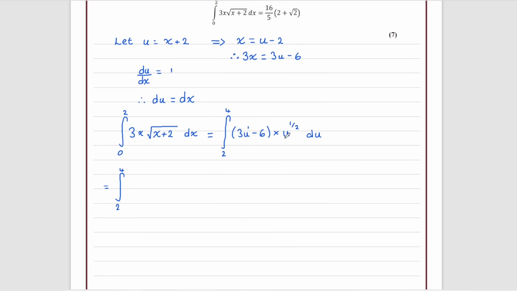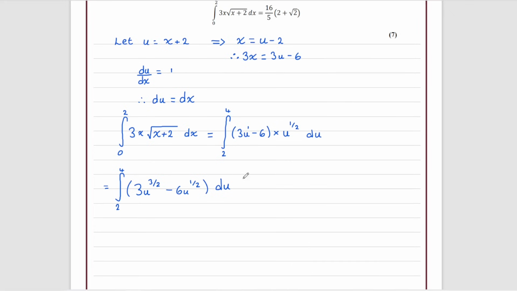If we multiply these together, that's 1 plus a half. That's going to be 3u to the power of 3 over 2. So we get 3u to the power of 3 over 2. We then have minus 6 times u to the power of a half. So that's minus 6u to the power of a half. Okay. And this is all with respect to u here. So du.